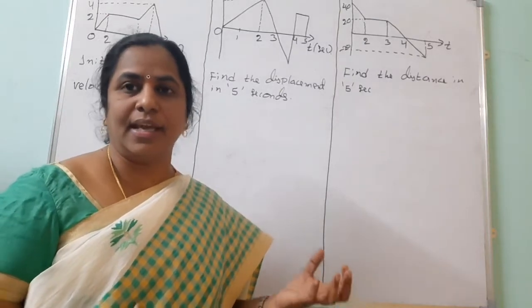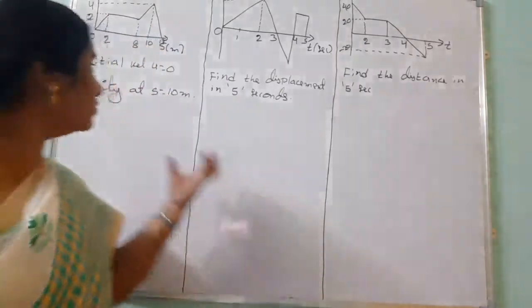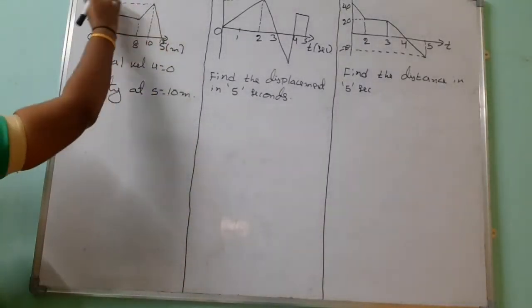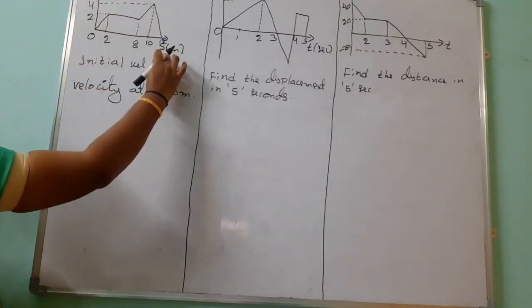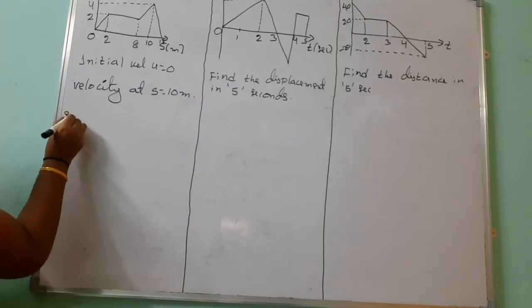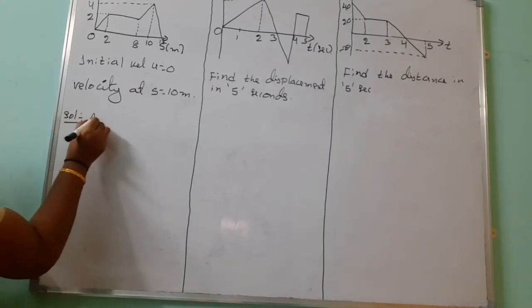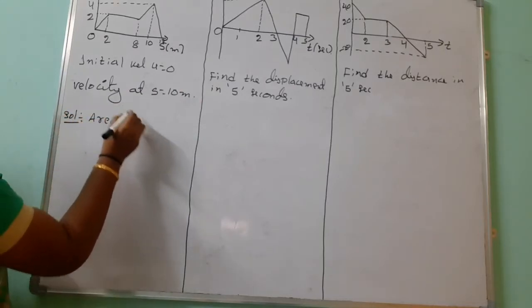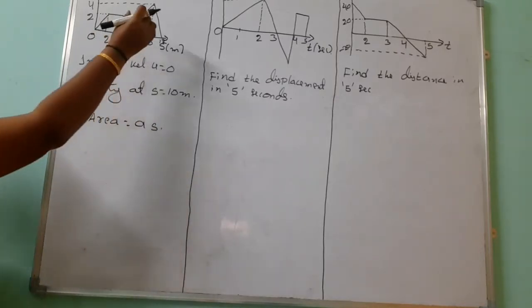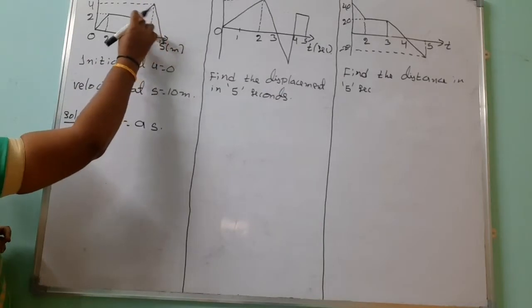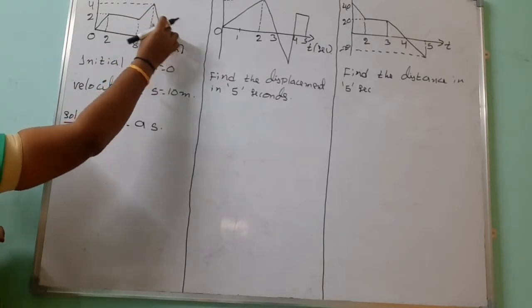You know that area belongs to the product of these two parameters. From this graph, which is acceleration versus distance or displacement, the area is giving acceleration into displacement. First we should concentrate on how to find the area. There are different geometrical shapes here.